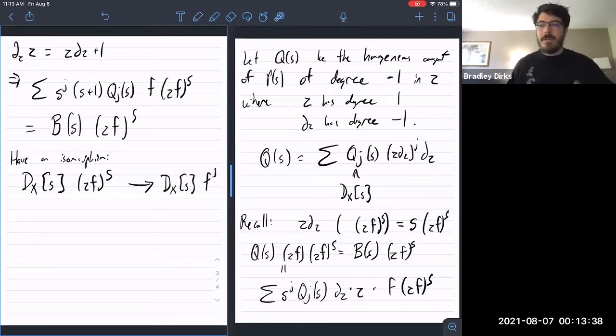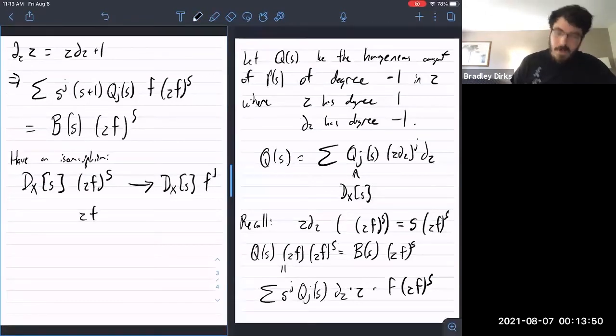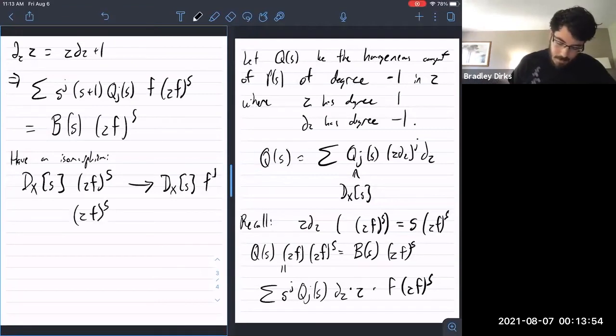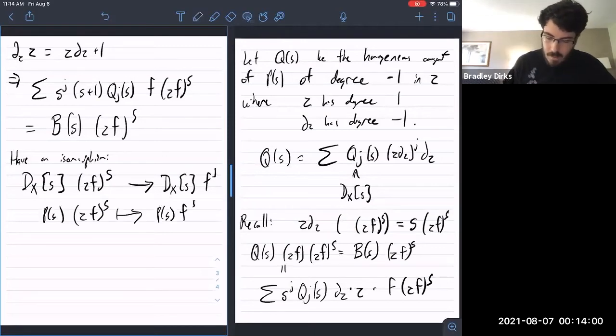Right, because if we do a differential operator in the x's, it doesn't do anything with this z term. The z will always just pop out. And so I think our isomorphism is really some sort of evaluate z at 1. But we just let p(s) z f^s map to p(s) f^s. And so that is an s here.